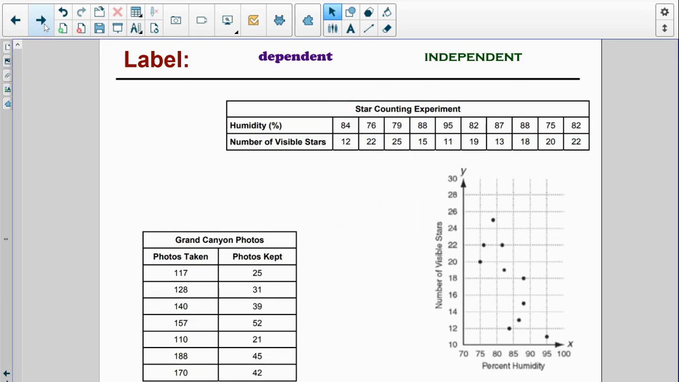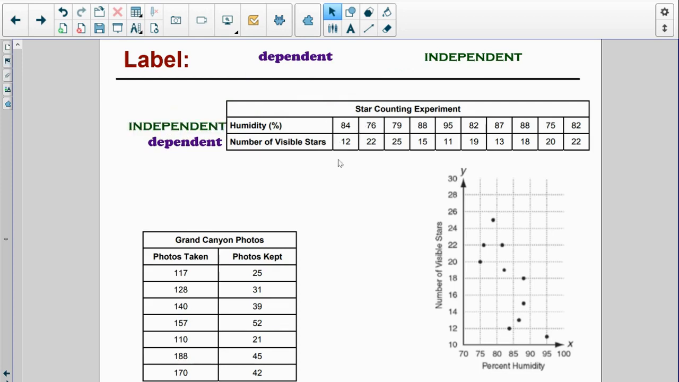So let's take a look at some sets of data and talk about where we can find the dependent and independent variables. As we mentioned on the previous page, the dependent variable is the one that depends on something else. The dependent variable is often the y variable in a set of data. So when we look at a table like this, where our table is horizontal, the top row typically represents the x variable, and the bottom row typically represents the y variable. So the dependent variable would be the number of visible stars, and the independent variable, or x, would be the humidity as a percent.